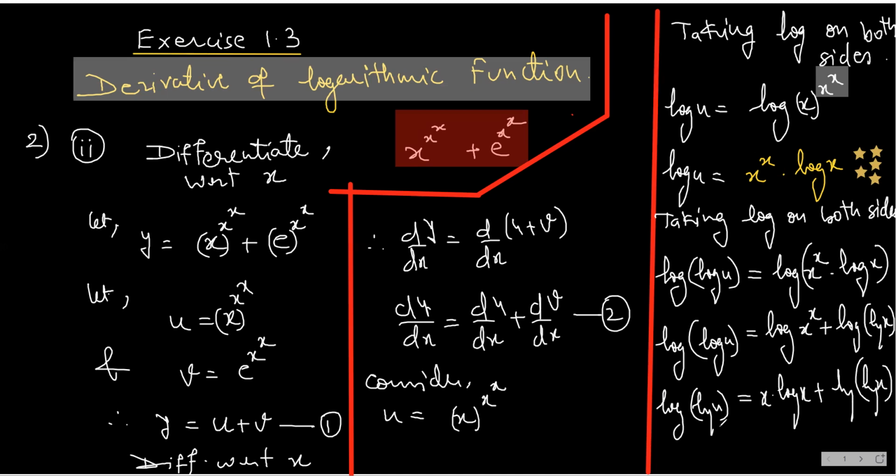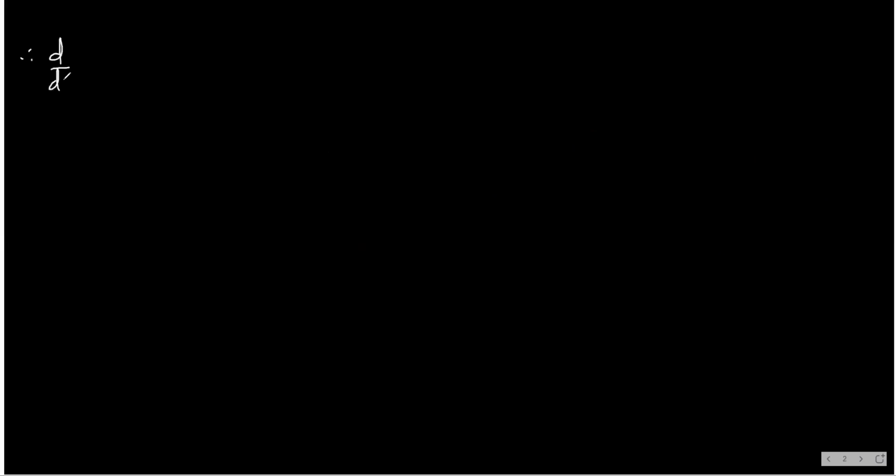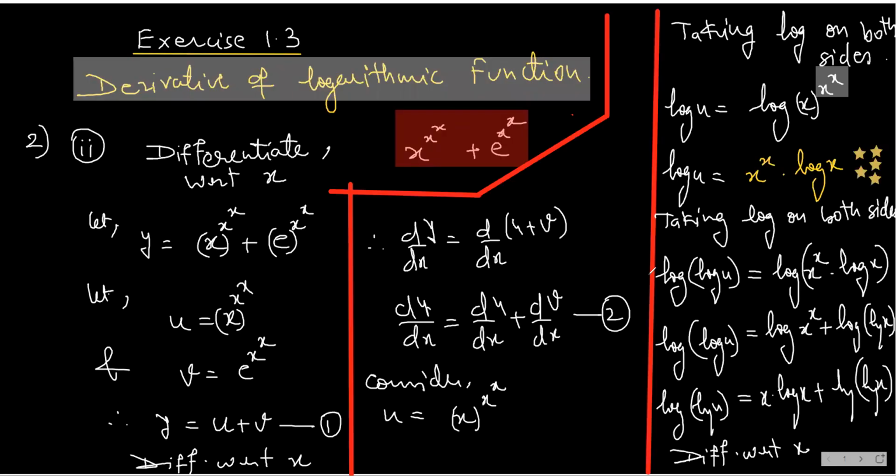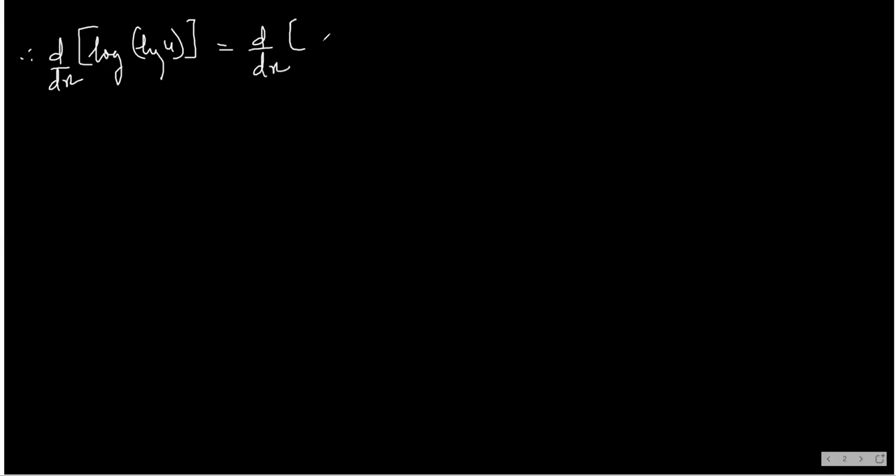And now this is the step where you can start differentiating. Here you will start differentiating. And when you differentiate with respect to x, you will end up getting du by dx. So you will write differentiating with respect to x. Therefore d by dx of log of log u equals d by dx of RHS. In RHS, you have x log x plus log log x.